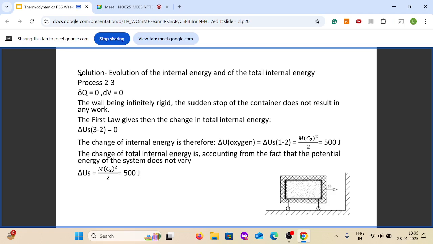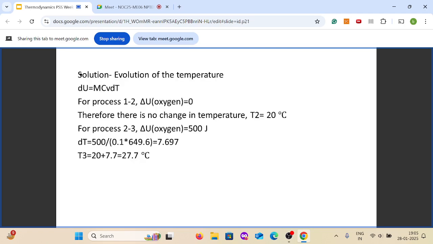So the change in internal energy of the oxygen equals the energy of the system, which is 500 joules. Now how is the temperature changing? Initially, for the oxygen there is no internal energy change, so the temperature change is 0. Whatever temperature it was at, 20 degrees Celsius, at state 2 it will also be 20 degrees Celsius. After crashing, the oxygen has taken up all the kinetic energy, so there is a rise in its internal energy, which is 500 joules. That is equal to mcv delta T, and substituting m and cv, you find the change in temperature comes out to be 7.697. So your oxygen is now at a temperature of 27.7 degrees Celsius.